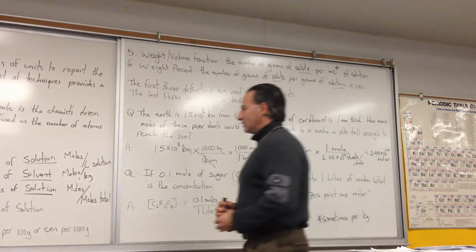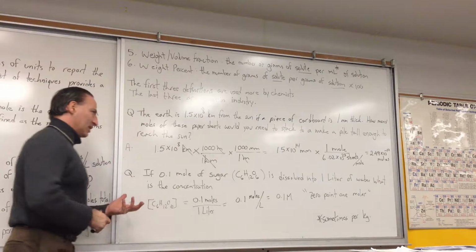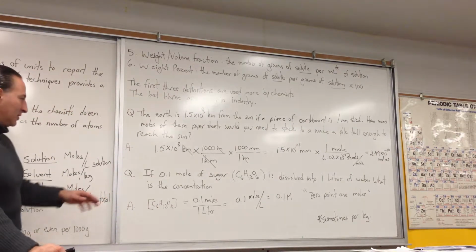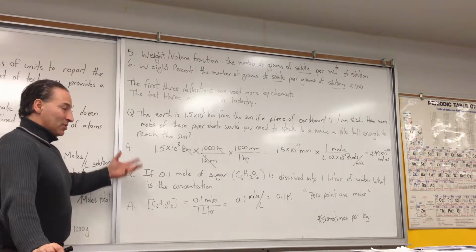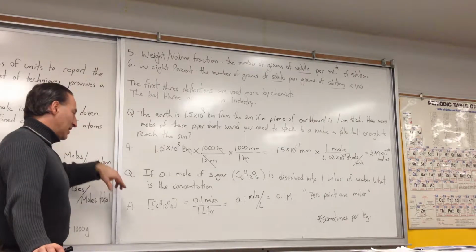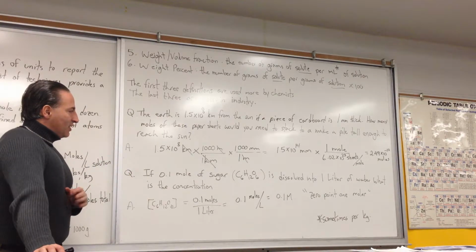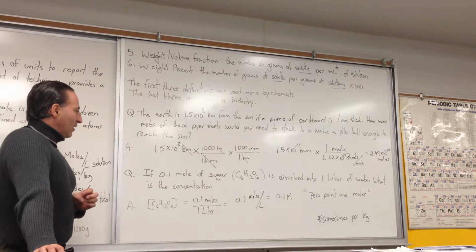So it is a very large number, and what we're dealing with is very tiny things, atoms. So we need very large numbers to make macroscopic quantities of something that is that small. The next question is a very simple molarity calculation.